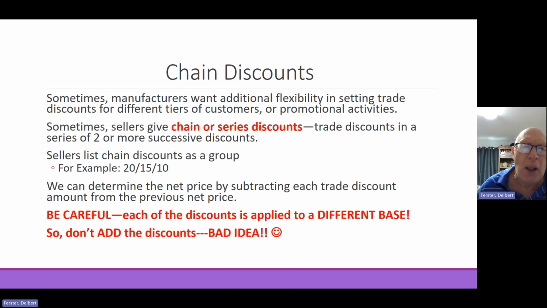Sometimes we may see more than one discount applied, and your author says that can be called a chain or a series. And if you look at the example on this slide, it's a 20, 15, 10. So your first discount is a 20% trade discount, then a subsequent 15% discount, and then a last 10% discount. The thing you got to be careful on these is that each of those discounts is based on a different value, a different base number as you go. Your original list price is only in play for that first 20% discount. So the last thing you want to do is try to add those things together and make a shortcut. That's not a good strategy.